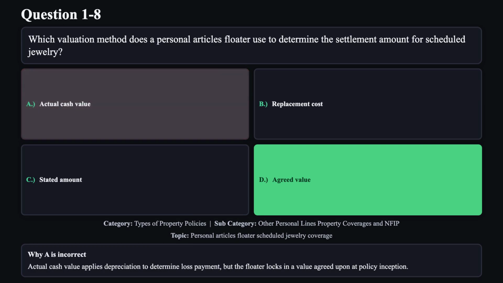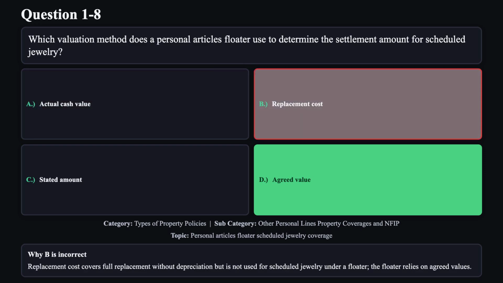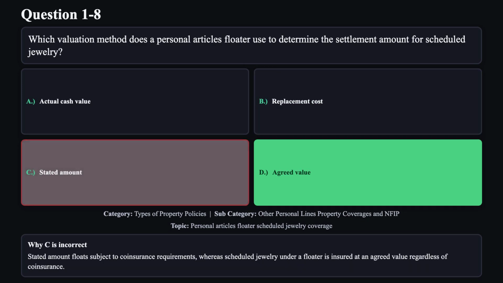Actual cash value applies depreciation to determine loss payment, but the floater locks in a value agreed upon at policy inception. Reason B is not correct. Replacement cost covers full replacement without depreciation, but is not used for scheduled jewelry under a floater. The floater relies on agreed values. Reason C is not correct. Stated amount floats subject to coinsurance requirements, whereas scheduled jewelry under a floater is insured at an agreed value regardless of coinsurance.